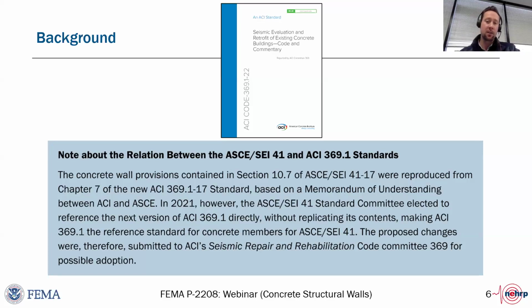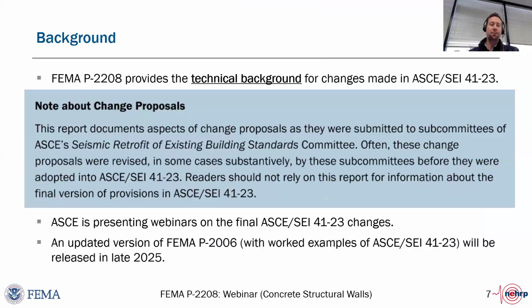The consequence of not getting those in would be waiting until ACI 369.1-28, which would then get adopted in ASCE 41 in 2029. And that was something that it felt like it was too far out. These were really important changes. So I was happy to see that these changes did get into ASCE 41-23 by modification of the reference standard there.